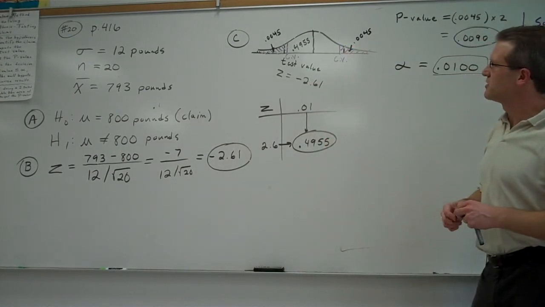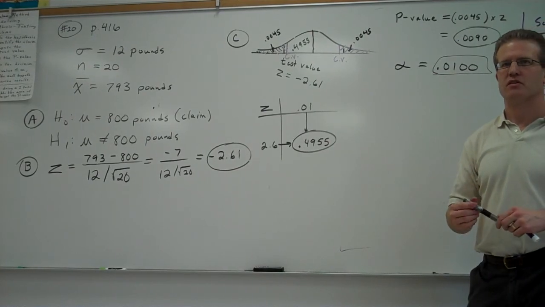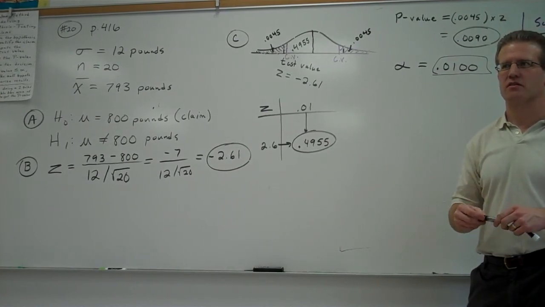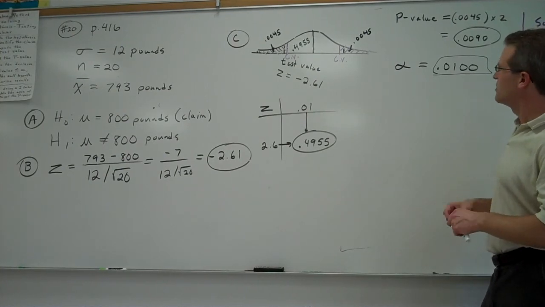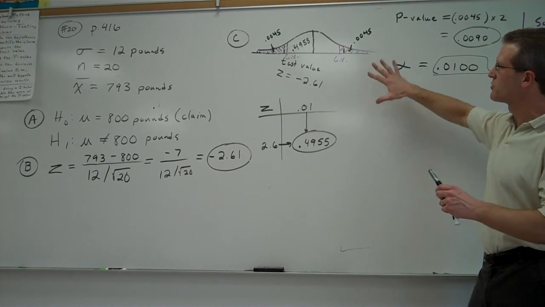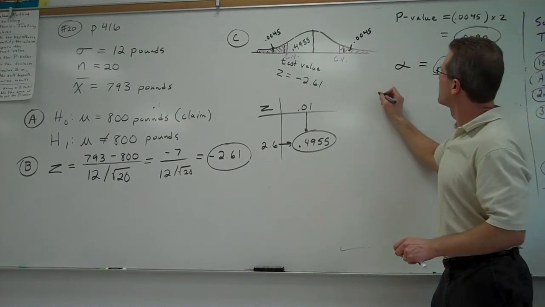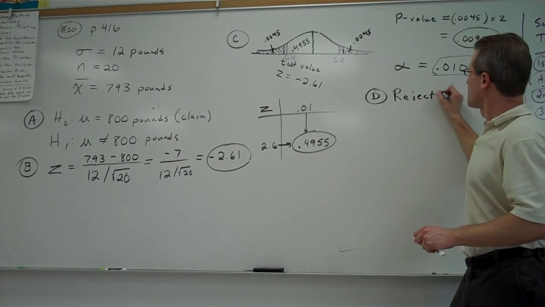So it looks to me like the test value actually ends up being in the critical region. So should we reject or not reject? Reject, right. When your alpha is larger than your p-value, you're going to reject the null, because that tells you the test value must be in the critical purple region. Okay. So for part D, reject the null.